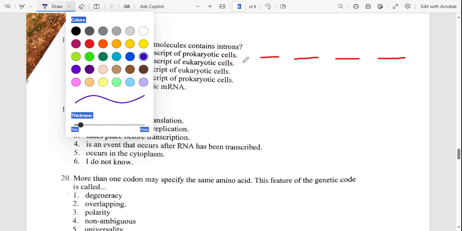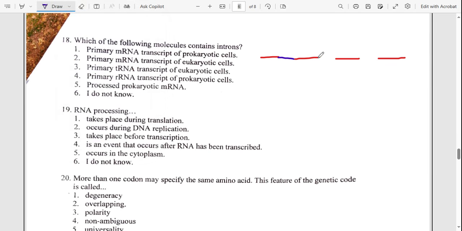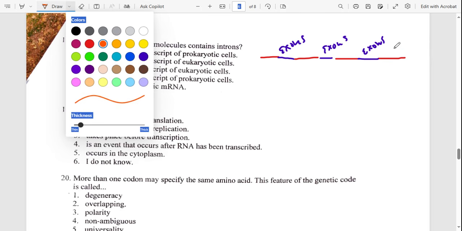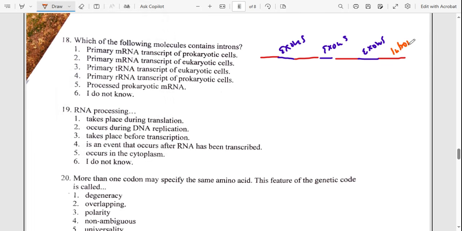So I'm trying to make introns and exons. The ones in blue, we'll call them exons. Once transcription ends, transcription being the formation of RNA, what you form is known as pre-mRNA. It is immature.